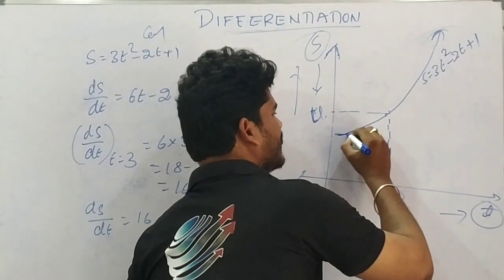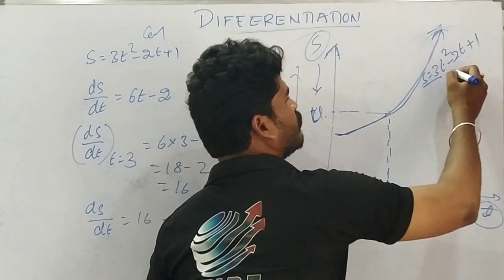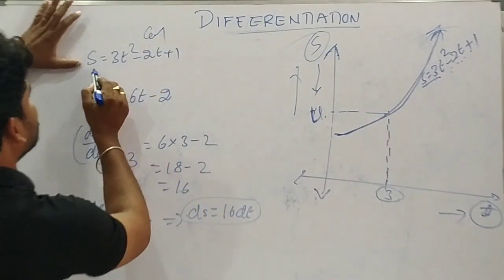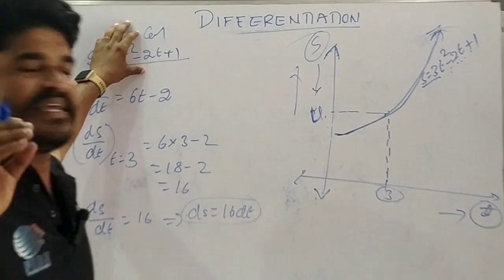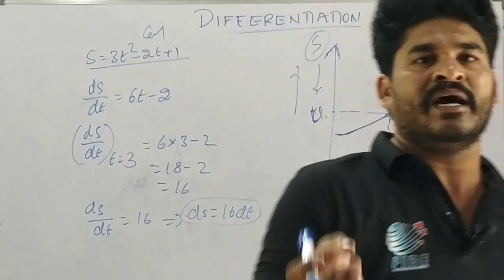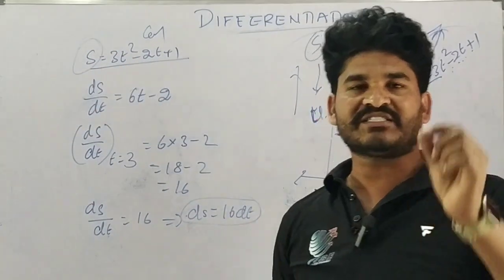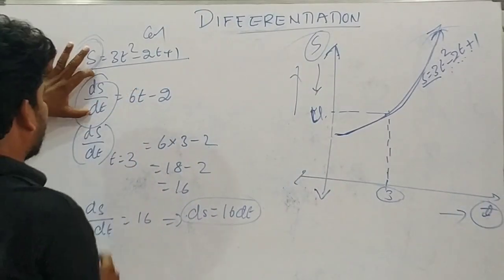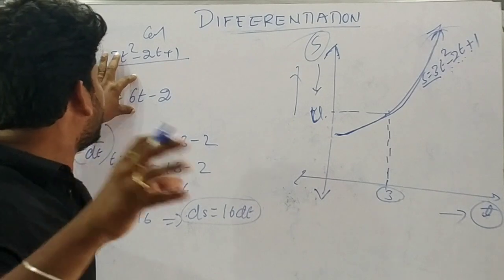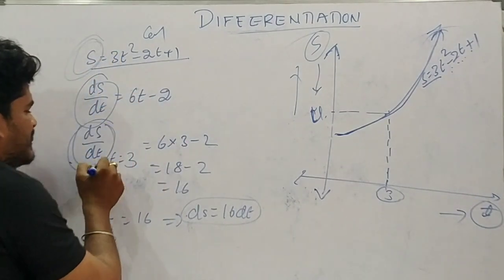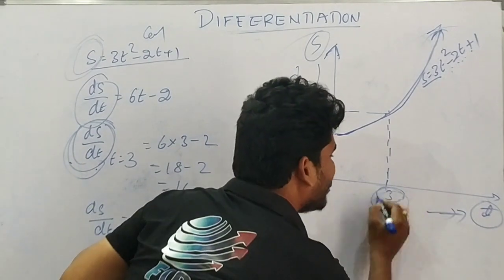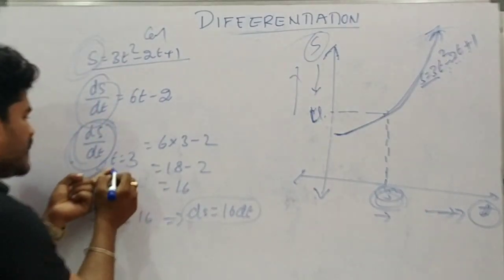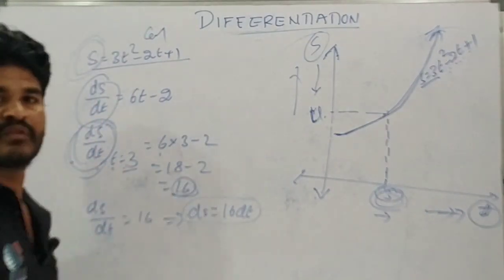Here the graph is s equal to 3t square minus 2t plus 1. Understand? Observe that s equals 3t square minus 2t plus 1. This is the equation to which we apply differentiation. With respect to t, ds by dt equals 6t minus 2. Here ds by dt is with respect to time. What is the time value here? We take the time value as 3. With t equal to 3 we get 16.